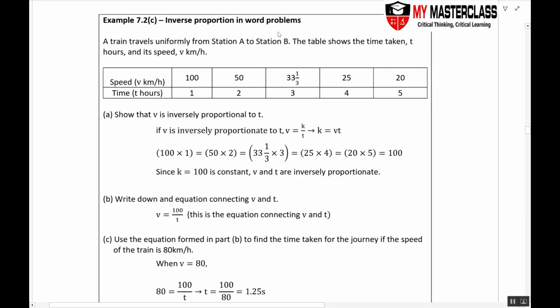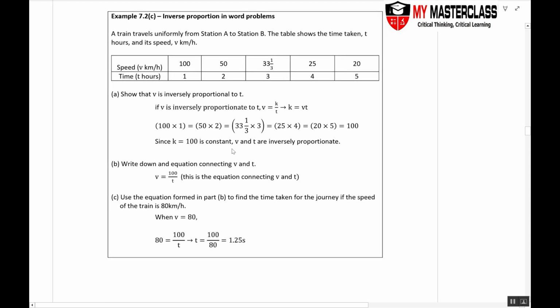This next example is the example of the point I mentioned earlier. How do I prove that something is in direct or inverse proportion? You are given that a train travels uniformly from station A to station B. You have the speed, you have the time taken, so respective sets of values for speed and time. Show that V is inversely proportional to T.